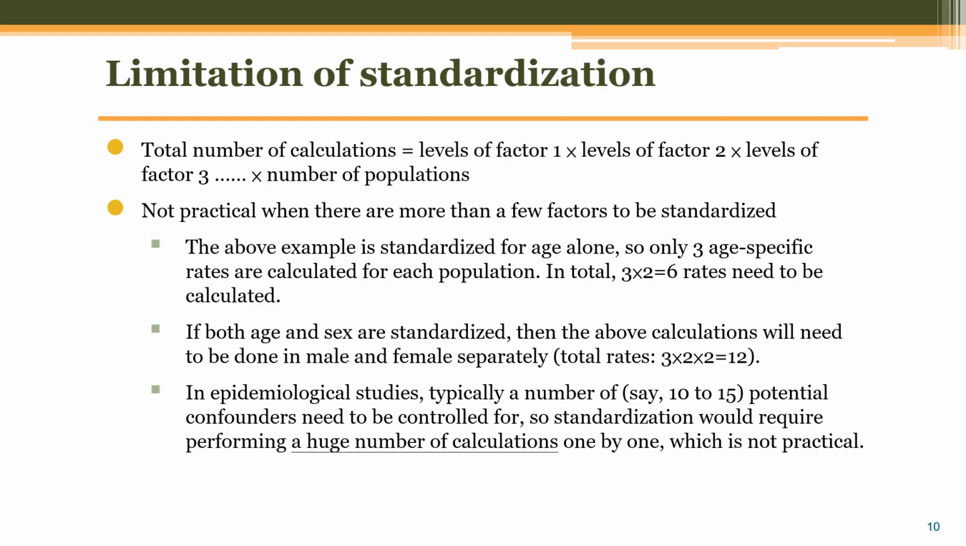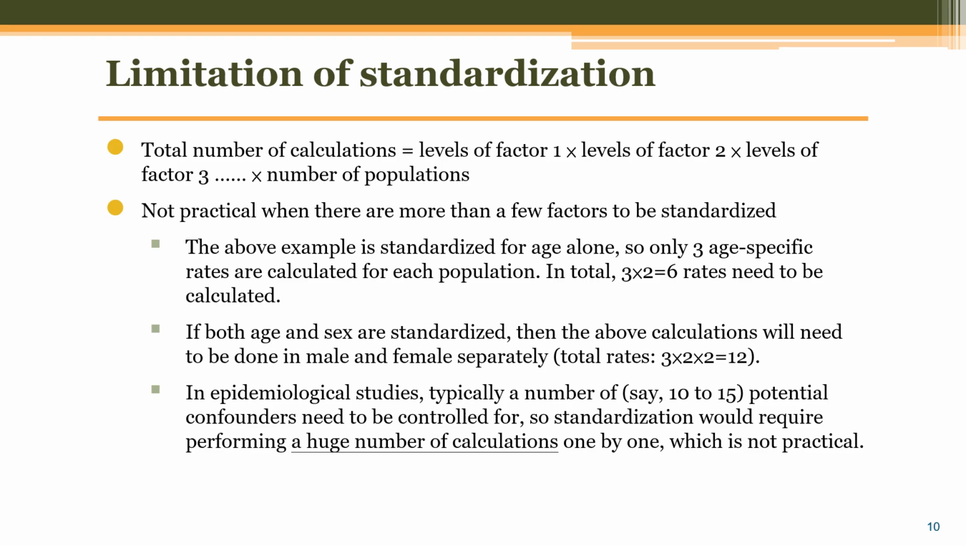The total number of calculations needed to be performed in standardization is equal to the levels of factor 1 times the levels of factor 2 and so on, and then multiplied by the number of populations. Thus, it would be not practical when there are more than a few factors to be standardized. In the above example, there are 3 age groups in each population and 2 populations in total. Thus, we need to calculate a total of 6 age-specific rates.